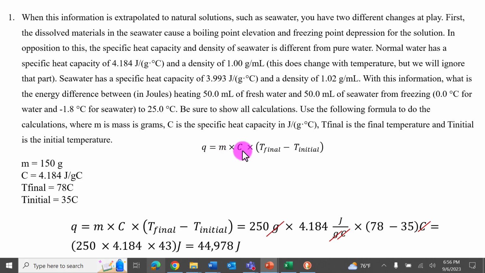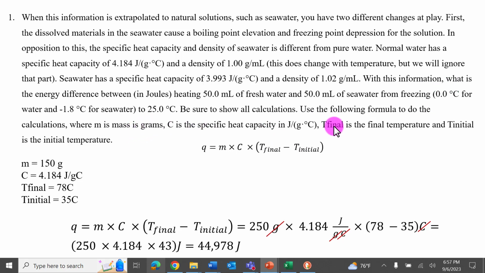This C is the specific heat capacity, and that's given to you as well. For pure water it is 4.184, whereas for seawater it is 3.993. Those two numbers are multiplied together and then multiplied by the final temperature minus the initial temperature. The final temperature is where you end up, so in this case we're going from freezing to 25 degrees. So for pure water, you're going from 0 to 25. That means your final temperature is 25 and your initial is 0.